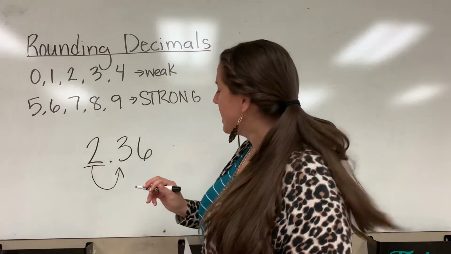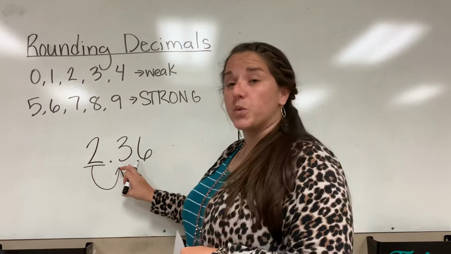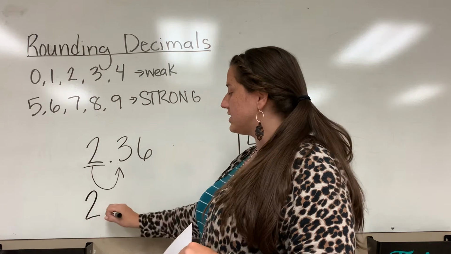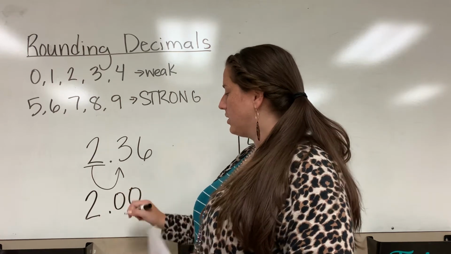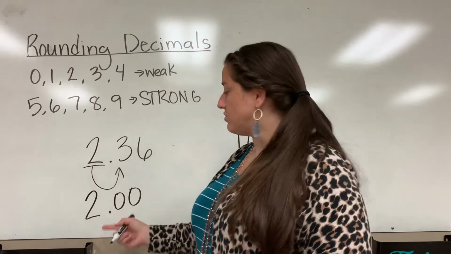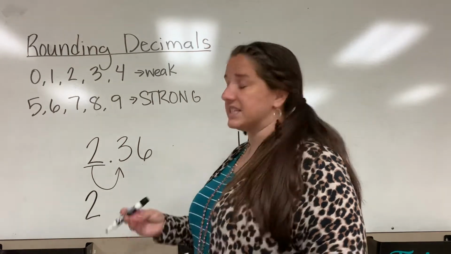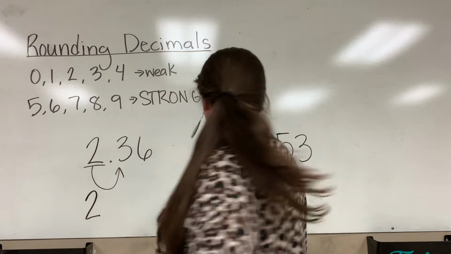Oops. Sorry about that. This 3 is weak, so the 2 is gonna stay the same. Everything else turns into a 0, but that just equals 2. So you could write this, or you could just leave it as a 2 if you wanted to, okay?